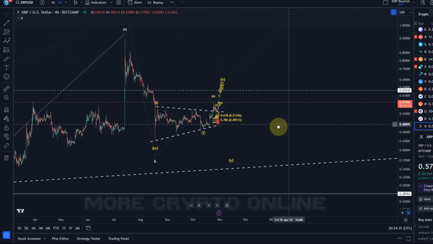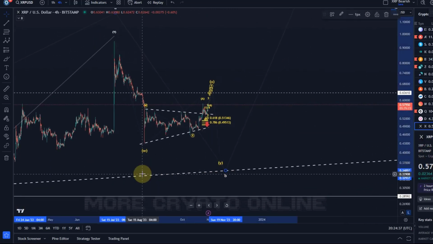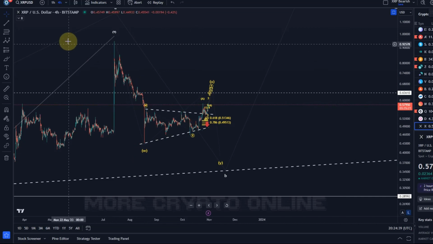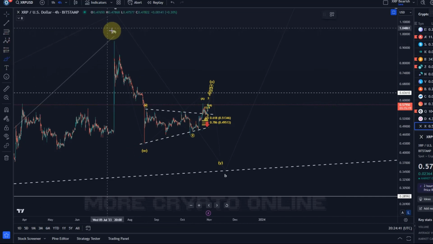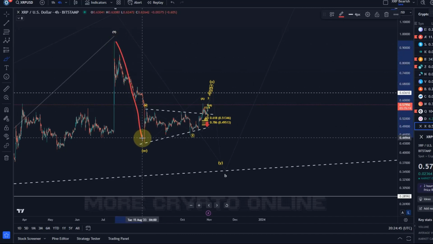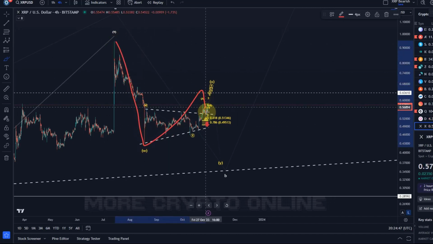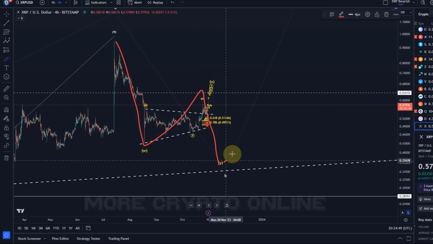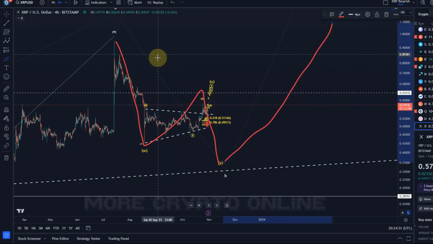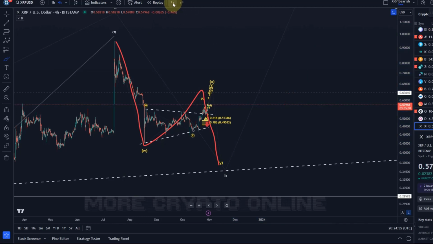Now, what happens if the B wave is still unfolding? Well, it's possible. Then we would be dealing here off this high, which was made in July, with a so-called W, X, Y structure in wave B. And then we would start the move to the upside. So on this time frame, this offers pretty poor quality or poor probabilities because the move up is not impulsive. The move down is still possible.